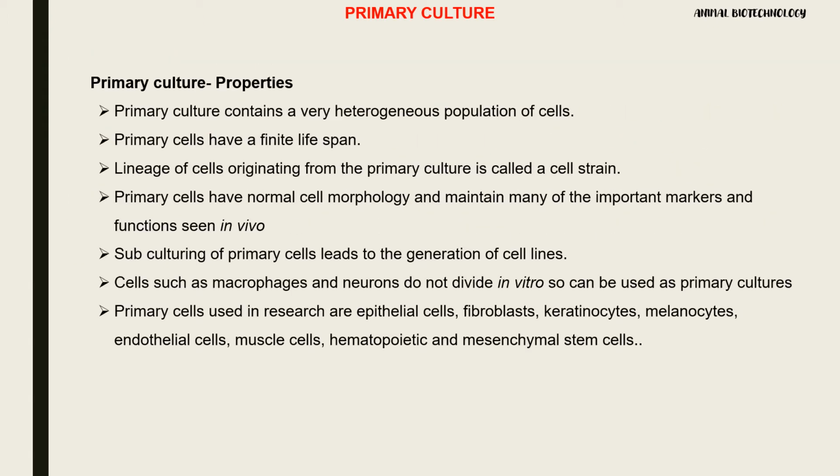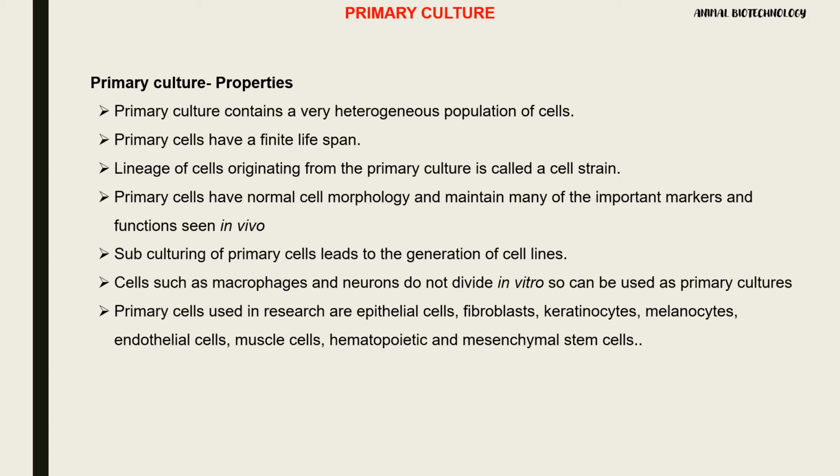Properties of primary cell culture. Primary cell cultures contain a very heterogeneous population of cells and exhibit the same or similar morphology, physiology, and functions of the cell from which they have originated. They have a finite lifespan and a limited expansion. Lineage of cells originating from primary cell cultures are called cell strains. Passage of primary cells leads to generation of cell lines.